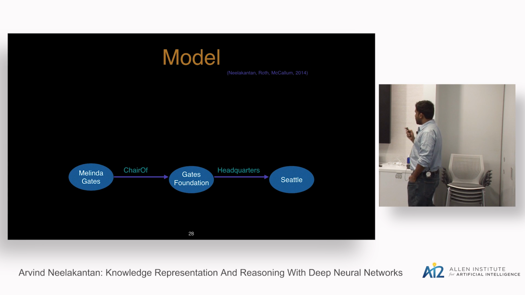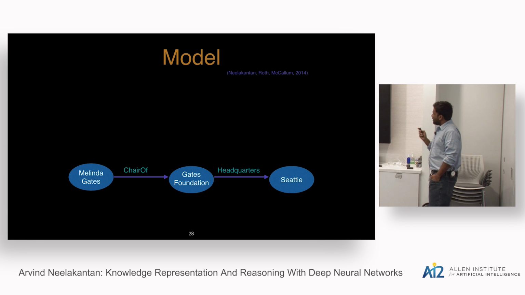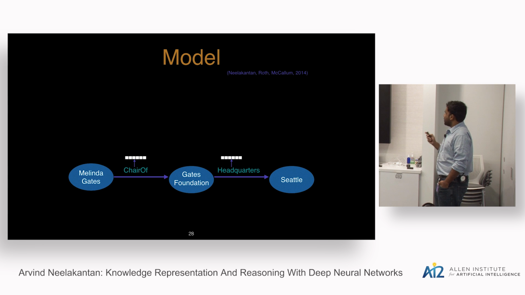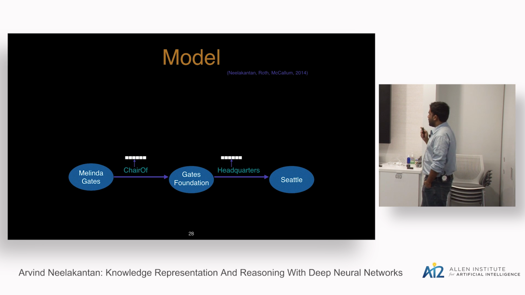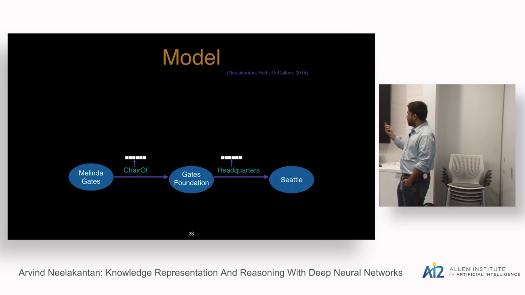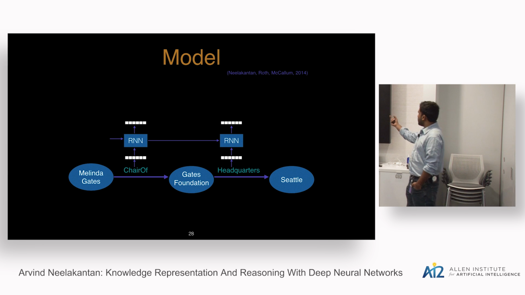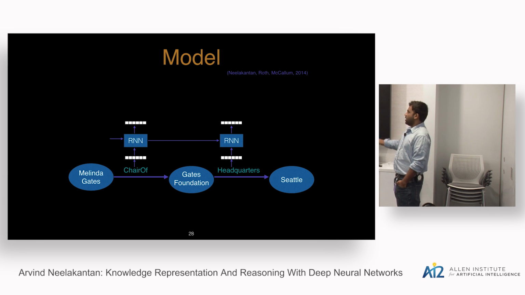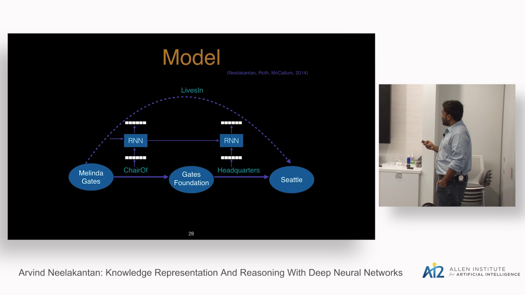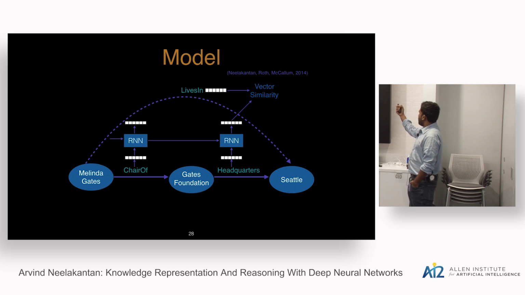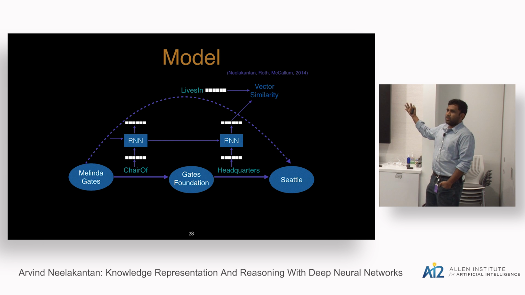So as a solution to this problem, we developed a model that uses a recurrent neural network. The first step is to convert relations to some distributed vector representation. And then you run an RNN on this path. The recurrent neural network builds up a vector representation for the whole path. And to perform reasoning, you represent the target relation, again with a vector representation. And then you use the vector similarity to figure out whether this relation exists between this entity pair.